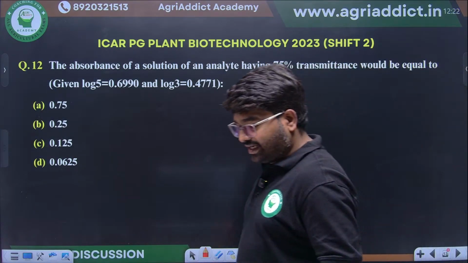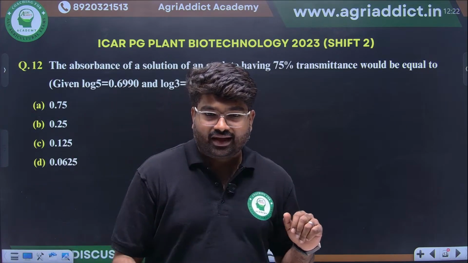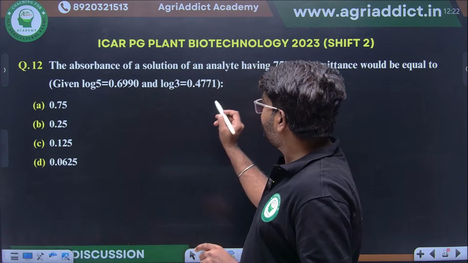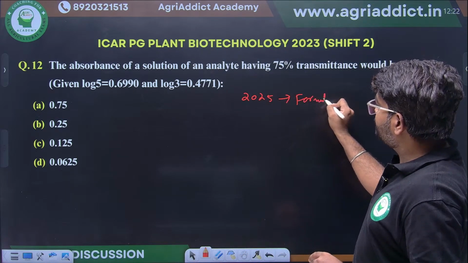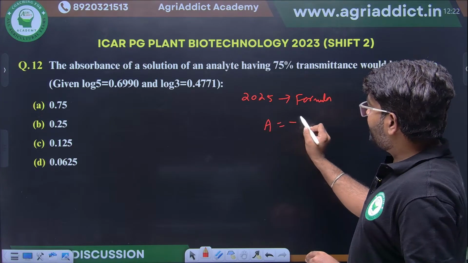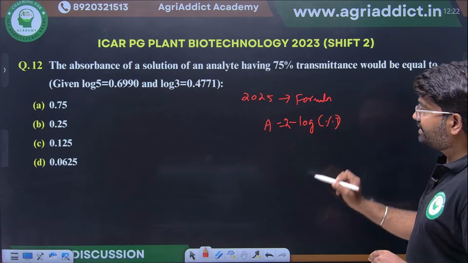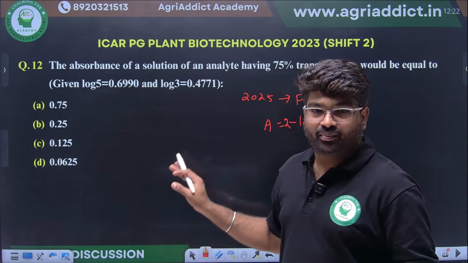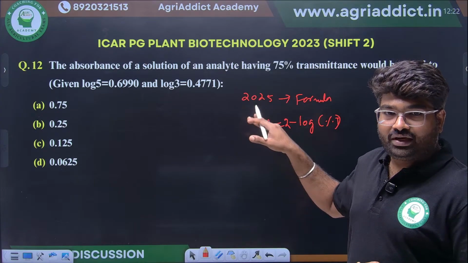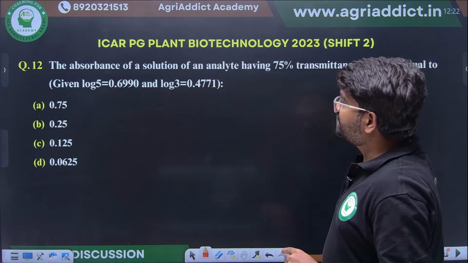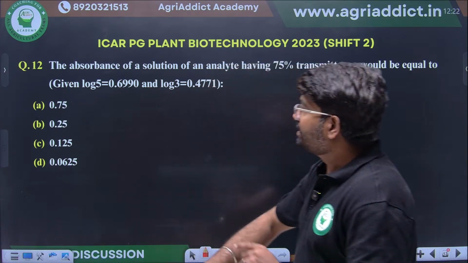Next, see here, repeatedly they are asking this question from the spectrophotometer. In one year, they asked the formula. In 2025, they asked the formula. The formula is absorbance equals 2 minus log percent T. In 2024, they asked a simple problem based on this formula. In 2023 also they gave one more question. So this is the major question area in biochemistry techniques. You have to solve this properly.